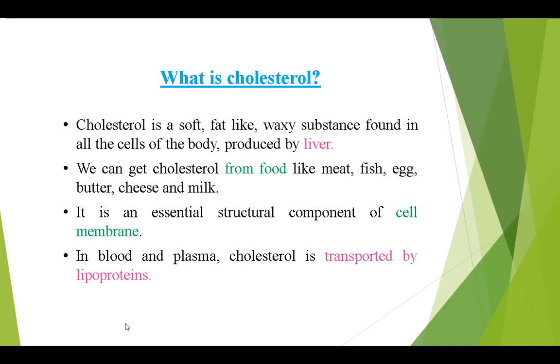Liver produces 75% of cholesterol and the remaining you can get through your diet. A large amount of cholesterol is present in food like meat, fish, egg, butter, cheese, and milk. It is an essential structural component of the cell membrane. In blood and plasma, cholesterol is transported by lipoproteins.